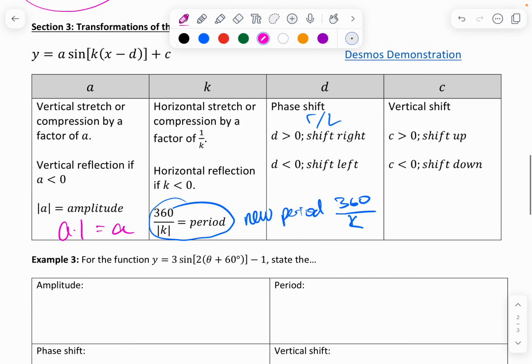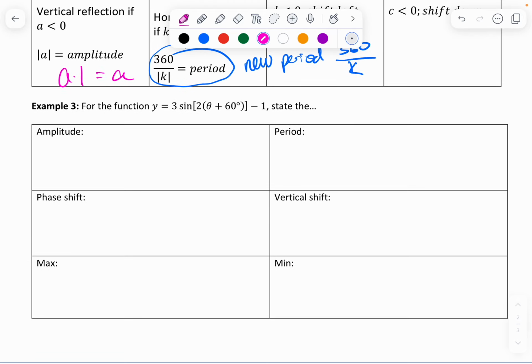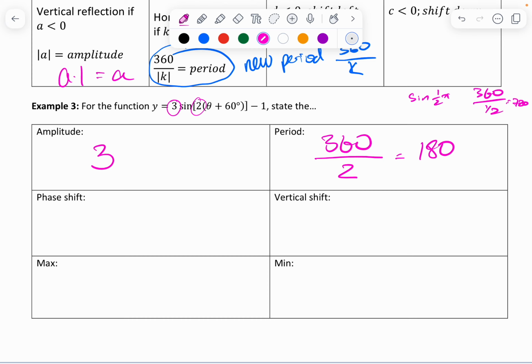Let's look at what that looks like in a function. For this function, state the amplitude. Because it's multiplied by 3, my amplitude is 3. The period used to be 360, but now it's over 2, so now it's 180. If it was sine of one half x, then the period would be 360 divided by a half, which would be 720. So we always do 360 divided by that k value.